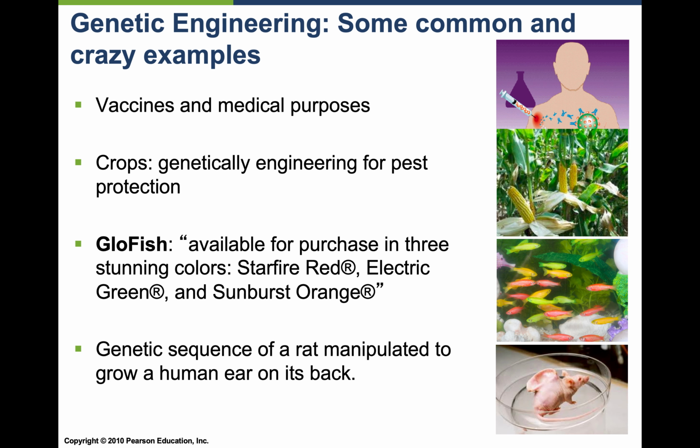And then here's one here. They used the genetic sequence of a rat, and they manipulated it to grow a human ear on its back. And the idea is that these ears could be removed and grafted onto a human as well. So that's pretty funky. And there's a lot of engineering going on here in this rat when you look at it. It's also hairless, right? There's a lot happening here.